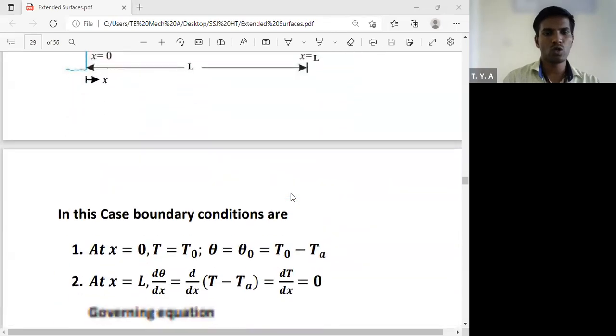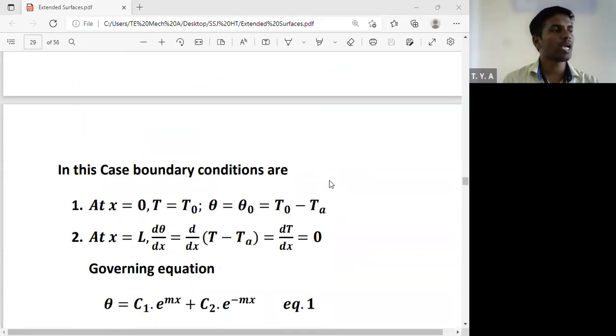Okay, so now write down the boundary conditions. So our aim is to calculate the values of C1 and C2. So as we know that the first boundary condition is the same for the 3 cases. So already we have discussed case 1. Now we have to discuss case number 2. So first boundary condition is the same. That is at x is equal to 0, T becomes T0. So therefore theta becomes theta 0. And what is the value of theta 0? That is T0 minus Ta. Okay, at x is equal to 0, what is the temperature? That is T0. So instead of T, we have to put the value of T0.